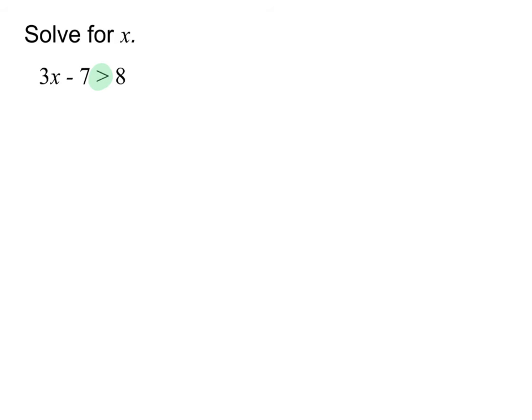So I'm going to start by adding 7 to both sides. And then because I have 3 times x is greater than 15, I'm going to divide both sides by 3. And so we end up with x is greater than 5. And then that would be our final solution.